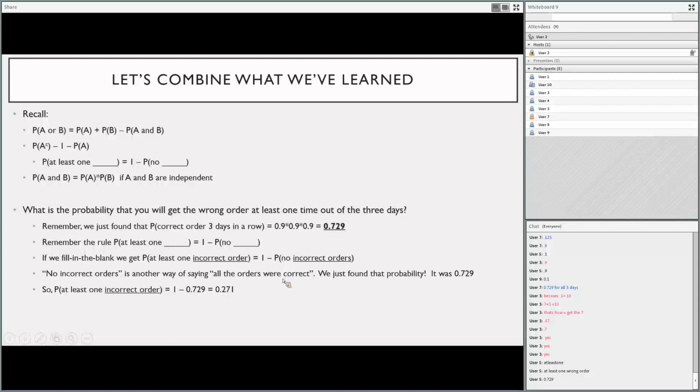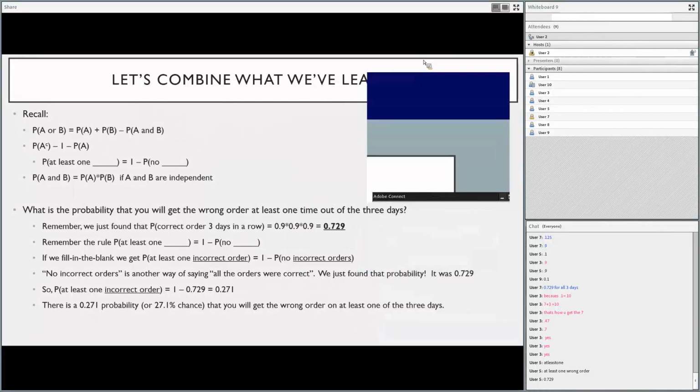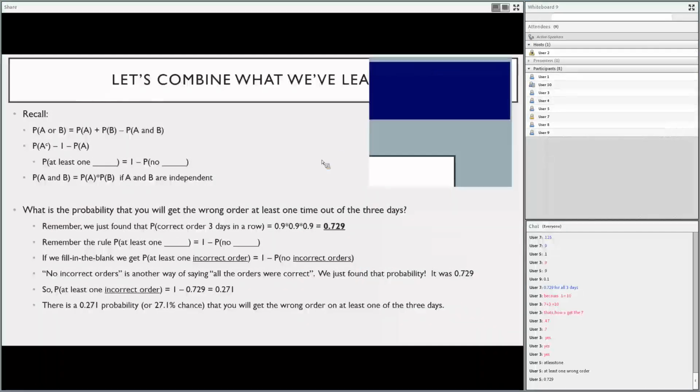So all I have to do is take that number, which I already found, plug it into this spot in the formula and work it out, and I get 0.271. So there's a 0.271 probability that you will get the wrong order on at least one of the 3 days.